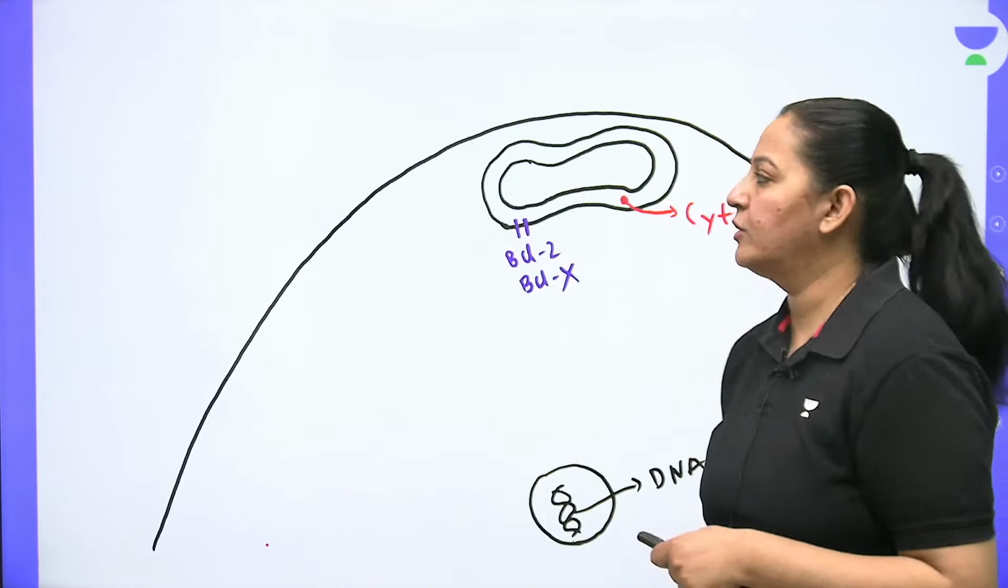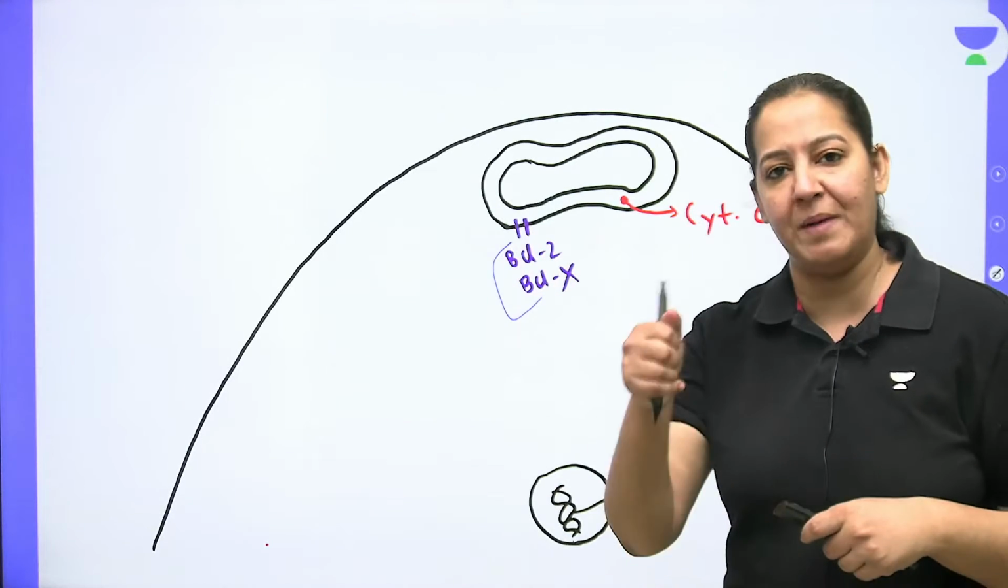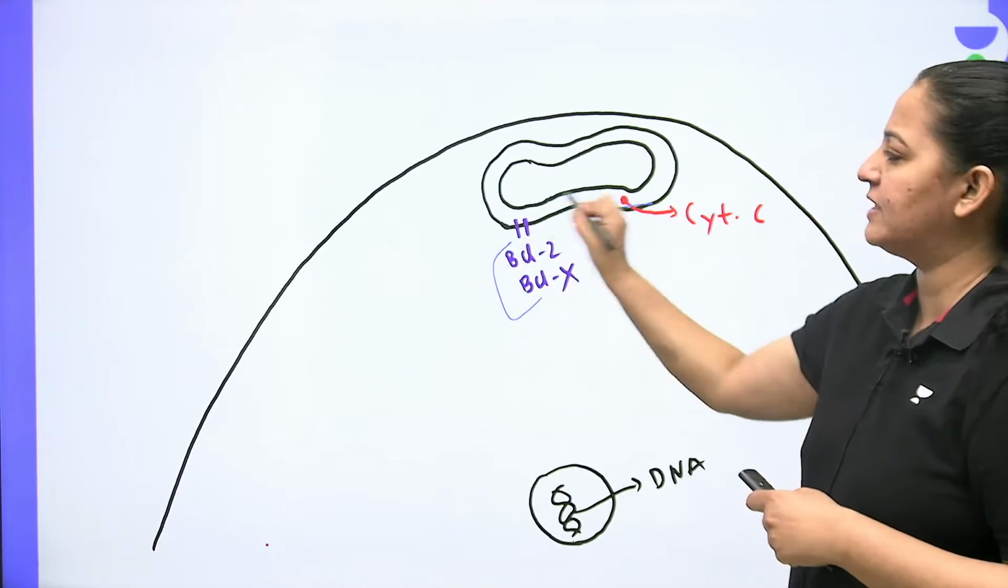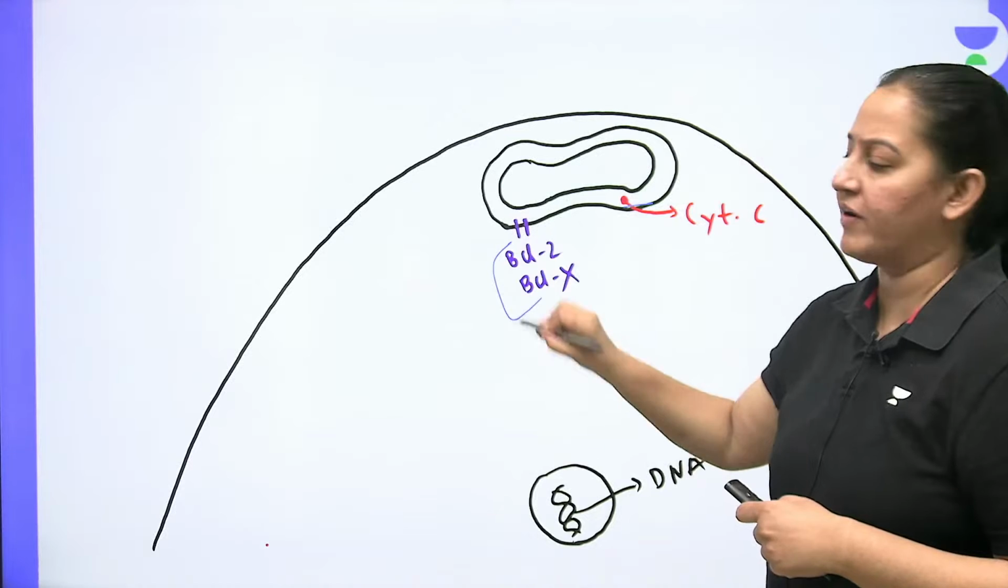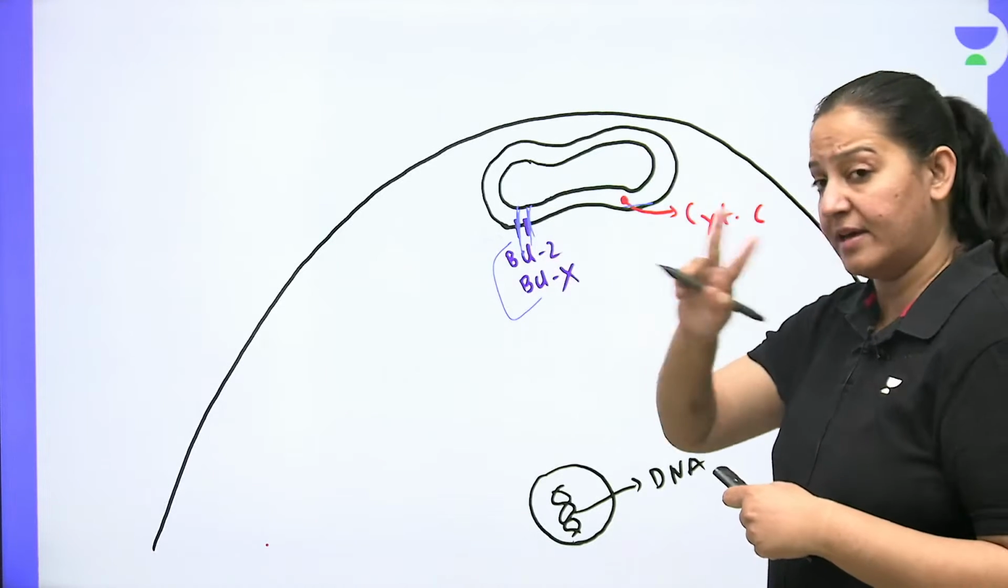There are two proteins. You can learn them. These are the two guards. These are the watchmen, the two guards. They are standing with sticks, and they are preventing cytochrome C from coming out from the transit of the mitochondria. This is the mitochondrial transit. Learn it like a story.